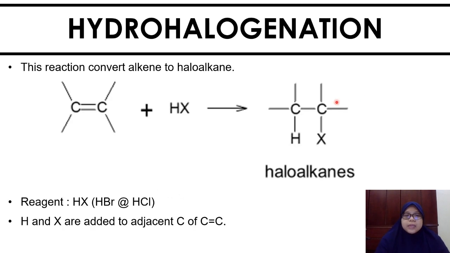double bond. For the first reaction is hydrohalogenation. So this reaction will convert alkene to haloalkane. So we have alkene react with HX, our reagent, produce haloalkane. So the reagent here is HX, which is either HBr or HCl. So hydrogen and halogen are added to the adjacent carbon of carbon-carbon double bond. It will be added here. It will be added at the carbon-carbon double bond.